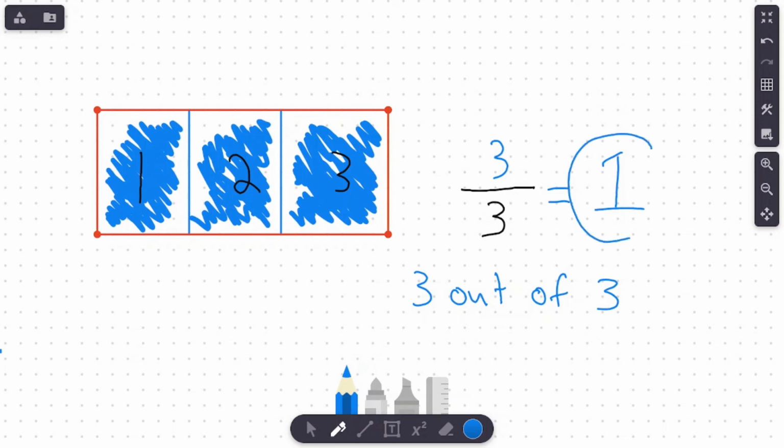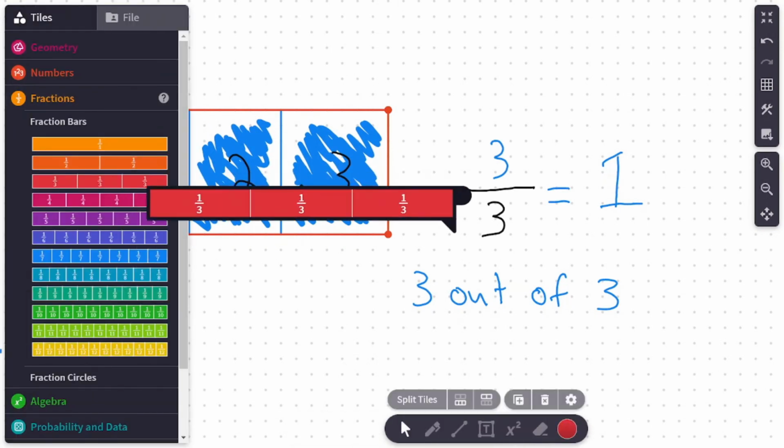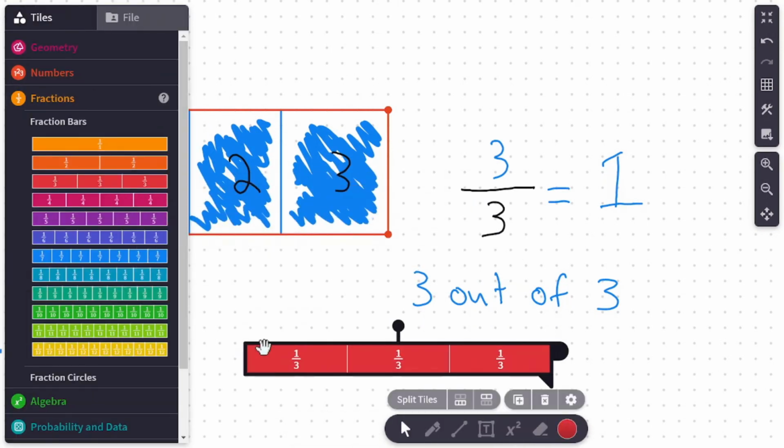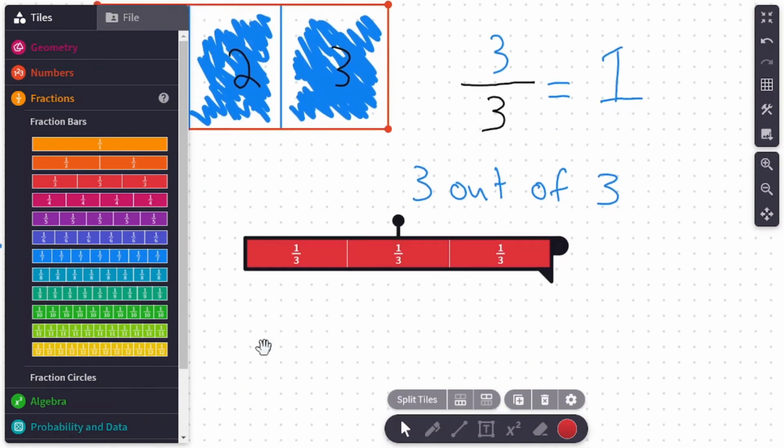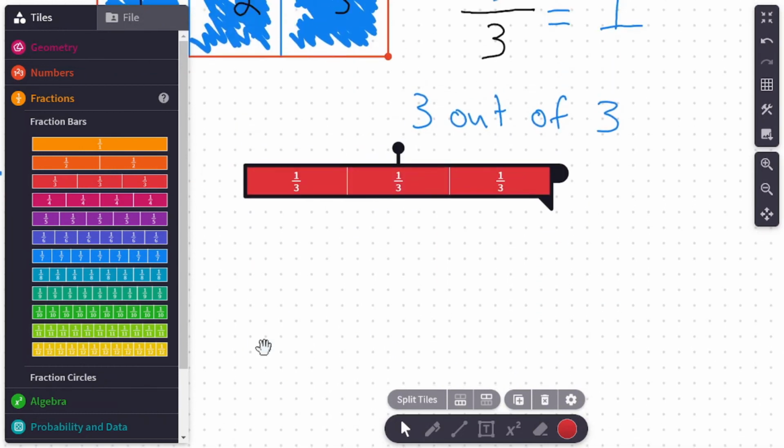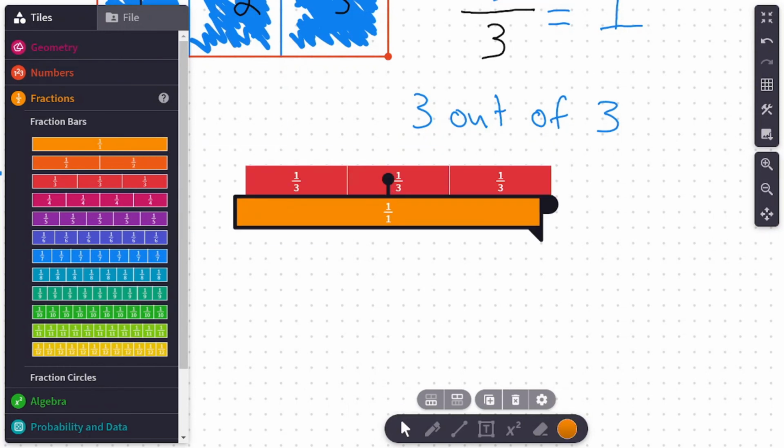And what we're going to be talking about next is how that 3 thirds is equal to 1 whole. That's kind of the next piece, and I'm going to show you real quick how that is the case. So I'm going to put a fraction bar up here on the screen. All right, and there it is, 3 sections, there's thirds, and then I'm going to put a fraction bar of 1 whole right underneath it.